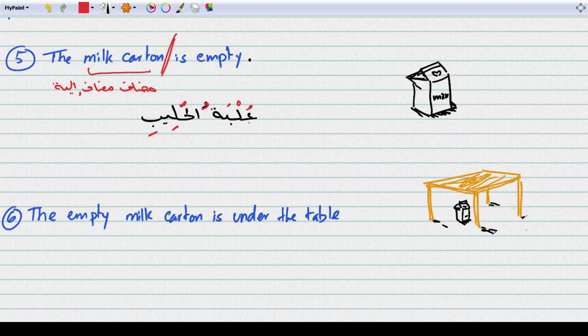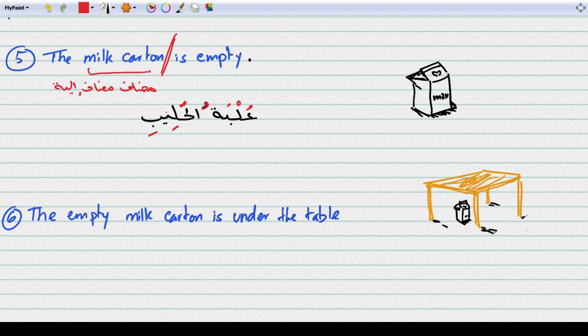Okay, علبة does not need al because it's by definition something defined. Why? Because it's a possession for halib. This is how we think of it. It's something that you define. You cannot have any random one. It's the one for halib, the one for the milk. You know, it's the carton for the milk. So that's why we consider this to be defined. So this is interesting, and we will see that in the next example.